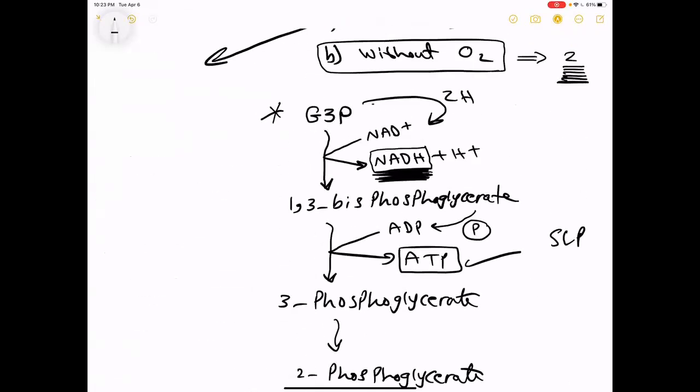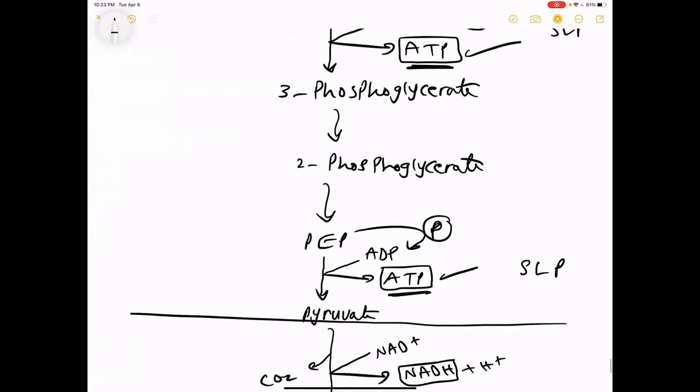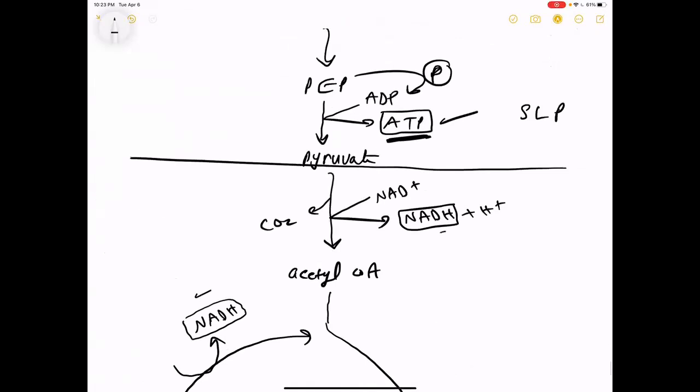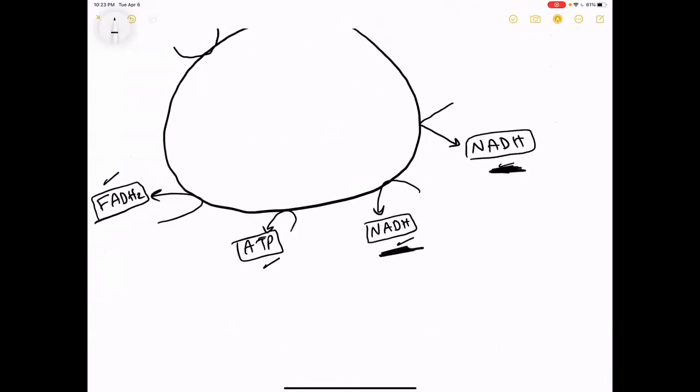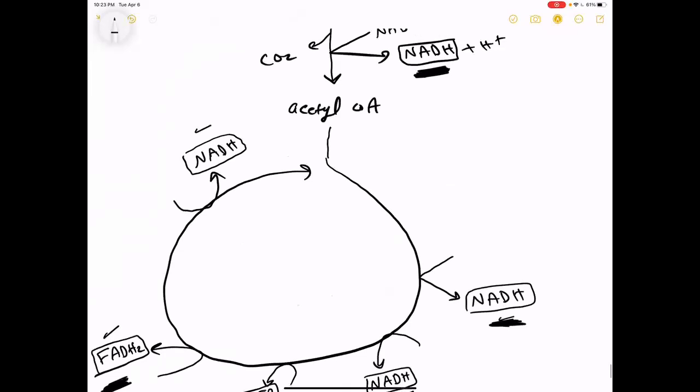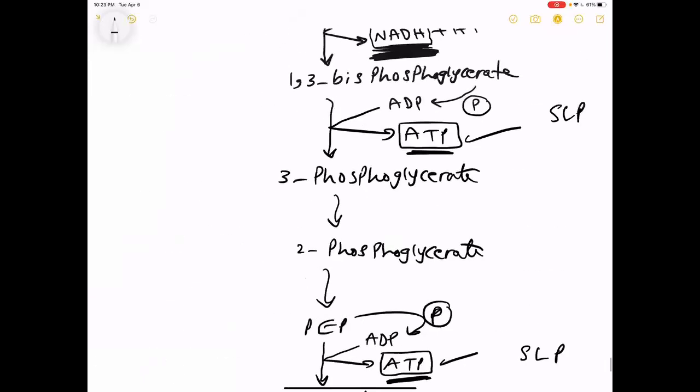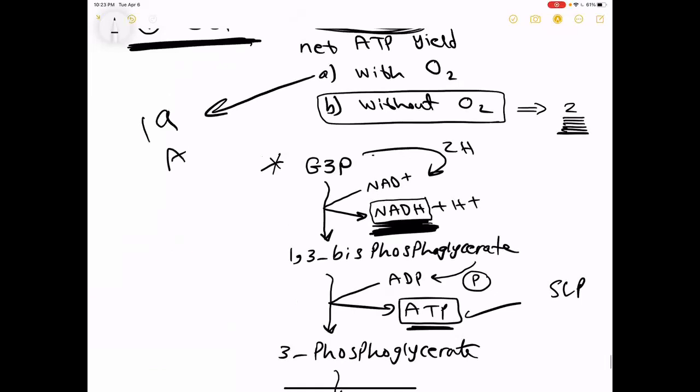So this one will give me 2, 3, 4, 5, 6, 7 so far. Why 7? Because from this, that's mitochondrial. Every one of them will be cashed into 3. So 7, 8, 9, 10, 11, 12, 13, 14, 15, 16, 17, 18, 19. That's yes. And that's 2 ATP.